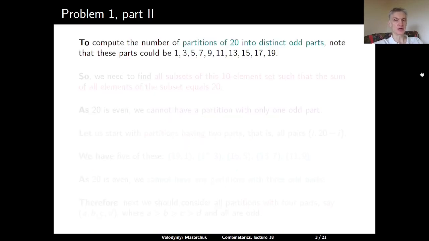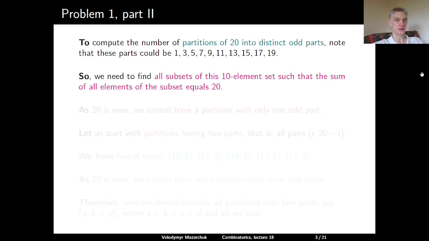To compute the number of partitions of 20 into distinct odd parts, let us note that these distinct odd parts could be 1, 3, 5, 7, 9, 11, 13, 15, 17, and 19. So we need to find all subsets of this 10-element set such that the sum of all elements in this subset is equal to 20.